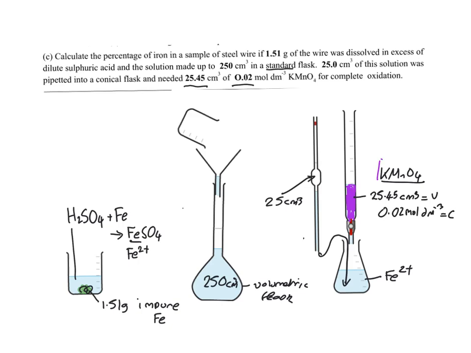Now potassium manganate solution is purple, and when it enters the flask, the Fe2 plus ions are so pale green they almost look colourless. So as soon as the manganate hits the flask, the Fe2 plus ions react with it and remove the colour. At the end point, when the last Fe2 plus ion is oxidised, the solution will remain a very pale pink, as there is a slight excess of MnO4 minus ions, and we get a pale pink tinge.